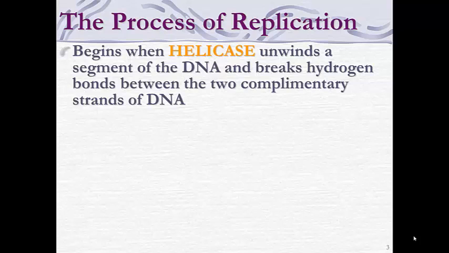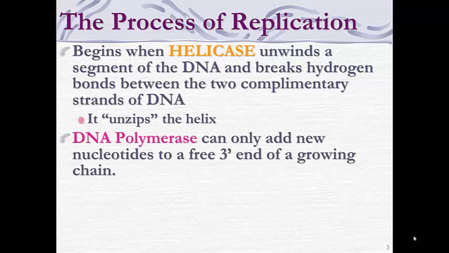So in replication, basically, DNA is wrapped like the double helix, and helicase is an enzyme that unwinds DNA at a certain point by breaking those hydrogen bonds. Remember, hydrogen bonds are sticky and act like magnets. So helicase breaks the hydrogen bonds open between two complementary strands of DNA, like A and T, and then it unzips the helix.